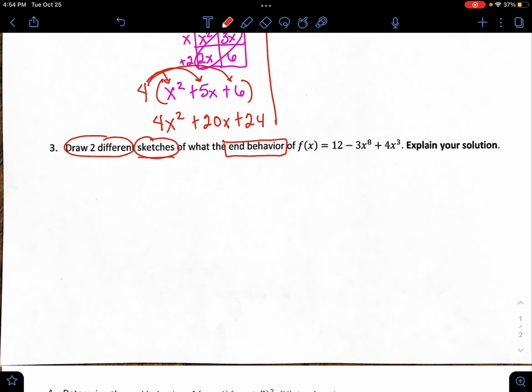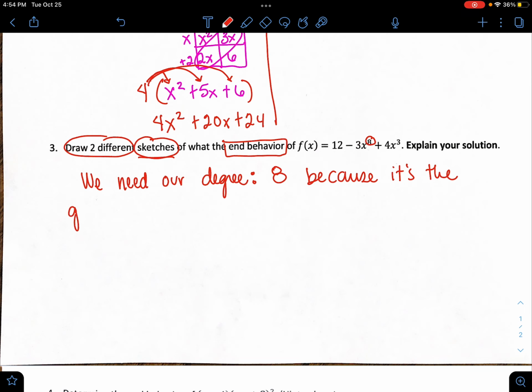So first we need our degree. Our degree is 8. Because it's the greatest exponent. Okay, this is how you would explain it. The greatest exponent. The 8 is also even, okay? That means it's either going up or down.